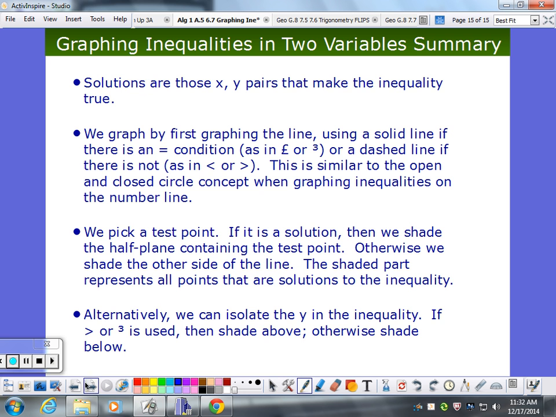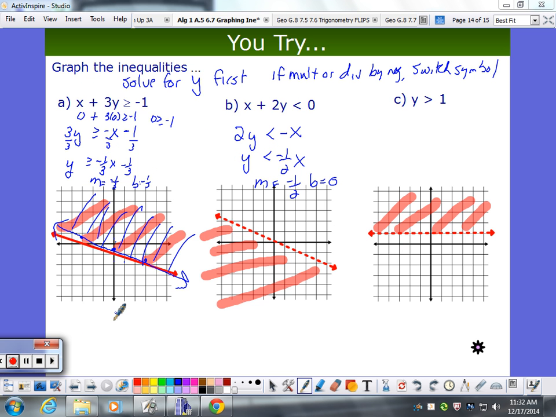I think my last chart here is just a summary. XY pairs that make the inequality true. Graph. Use a solid line if it's an equal condition. Otherwise, use dashed. Pick a test point, or shade above or below. So just leave me back on here if you guys want to see this. And that is graphing.